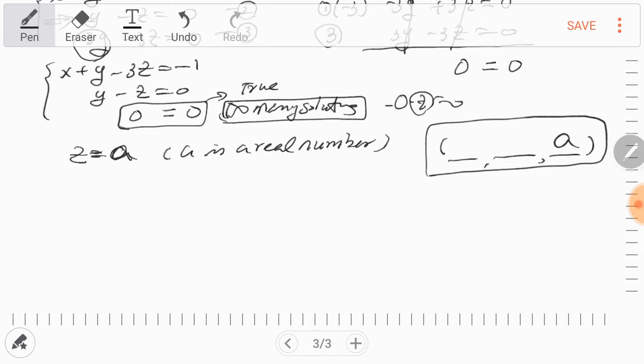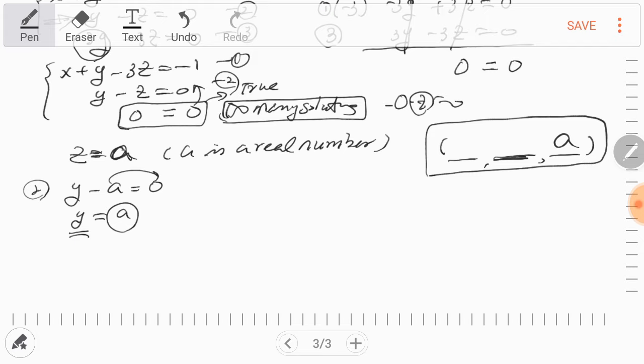Then what would be the y value? From the second equation, let's write y in terms of a. So y minus z, and z equals a. Then y equals positive a. Move this one to the right. So the format of y is a.